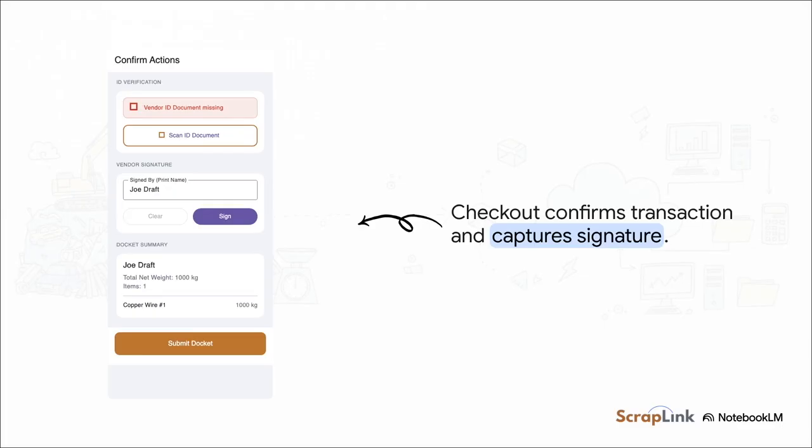We then hit the checkout screen. This brings the whole shebang together into one clean summary: vendor details, ID status, line items, and the calculated net weight. Crucially, it captures the required vendor signature right on the glass of the device. The vendor signs, the operator hits submit, and boom, the yard capture is complete.